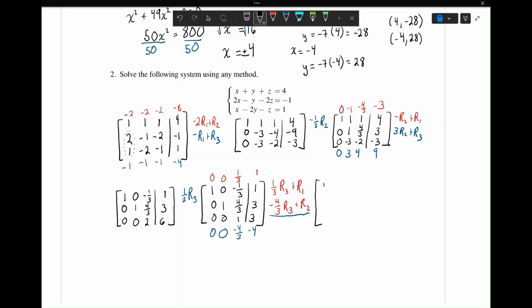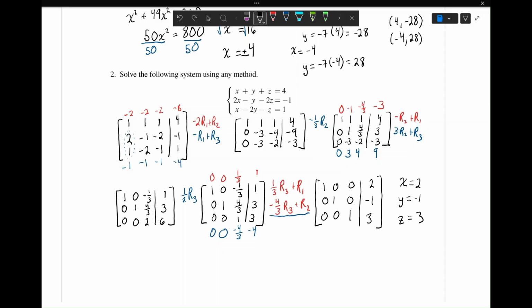And so I end up with 1, 0, 0, 2, 0, 1, 0, negative 1, and 0, 0, 1, 3, because that last row didn't change. So that looks like my answer. That tells me my answer is x equals 2, y equals negative 1, and z equals 3.